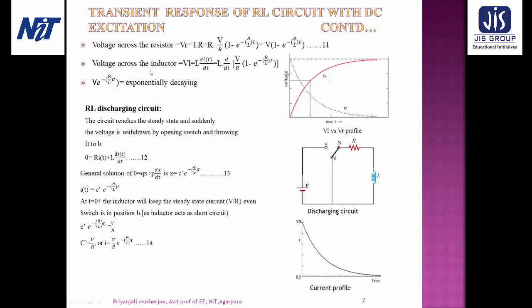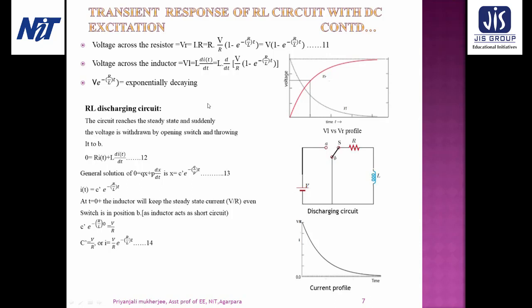Now the voltage across the inductor, VL, is equal to L di/dt. If we put the value of i in this equation, we find that it is equal to V into e to the power minus R by L t, which is an exponentially decaying function. From the final value V, it starts to decay, so the VL curve goes this way. This curve represents the VR versus VL profile.